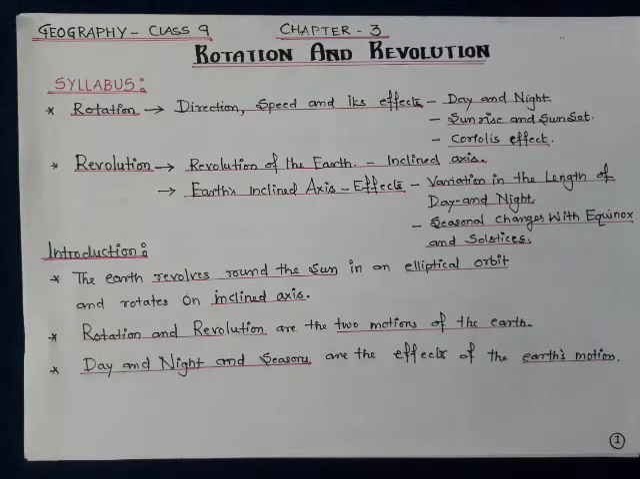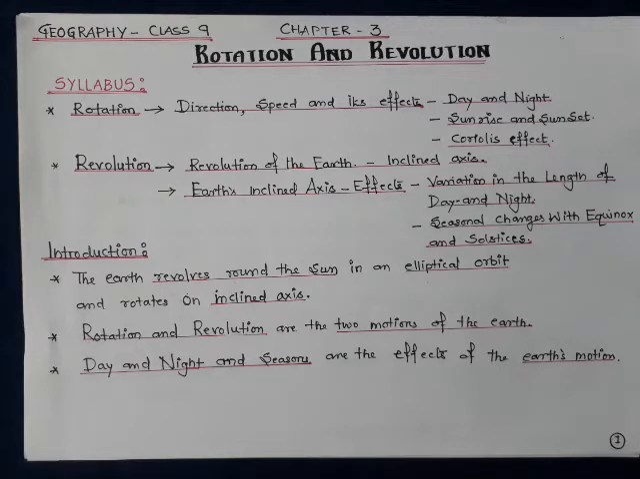Hello students, continuing to learn geography, passing on to a new chapter: rotation and revolution. Let's see what's there in the syllabus. Rotation, direction, speed and its effects like day and night, sunrise and sunset, Coriolis effects; revolution of the earth on its inclined axis, Earth's inclined axis and its effects like variation in the length of the day and night, seasonal changes with equinox and solstice.